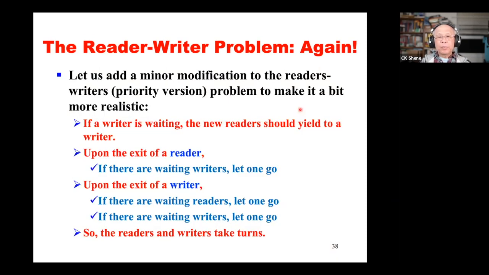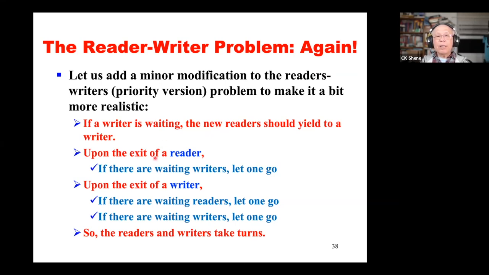And then we study the reader-writer problem again. Why? Because this reader-writer problem provides us with so many interesting ideas and programming techniques. So let's add a minor modification to the reader-writer problem, the priority version, to make it a bit more realistic. It goes as follows. If a writer is waiting, the new reader should yield to the writer. Previously, we didn't care. If the writer is there and there are new readers, the writer must be blocked.